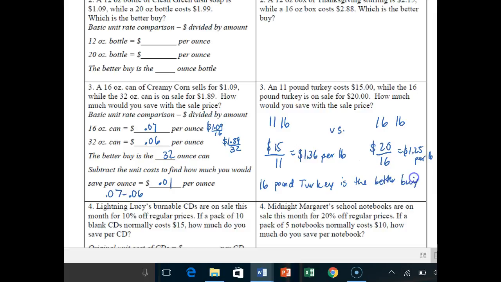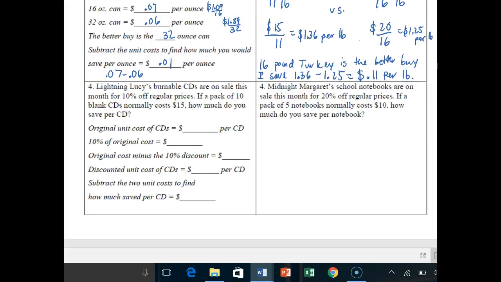And then how much do I save? I save 1.36 minus 1.25 per pound. So $1.36 minus $1.25 gives you 11 cents. You save 11 cents per LB. Okay. Again, number 4 is exactly like number 3. Your work should look exactly like my work. All right. Good luck. Call me if you have questions.